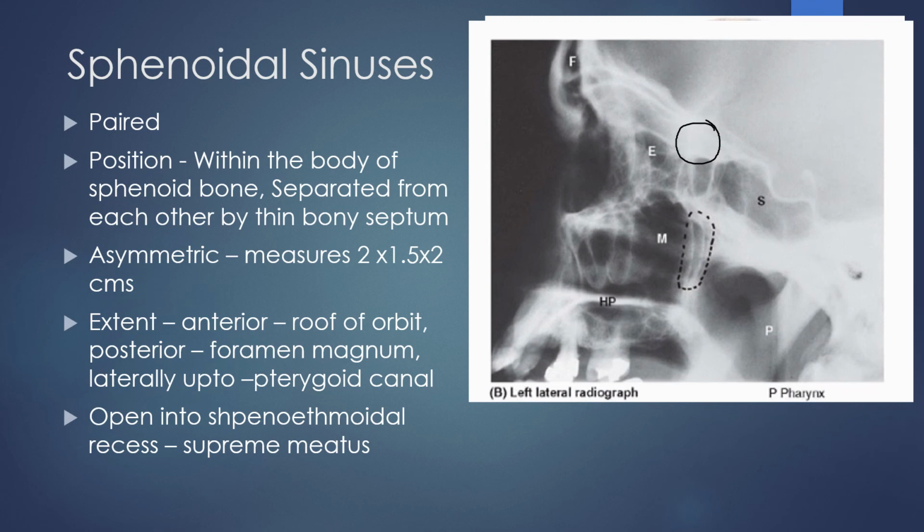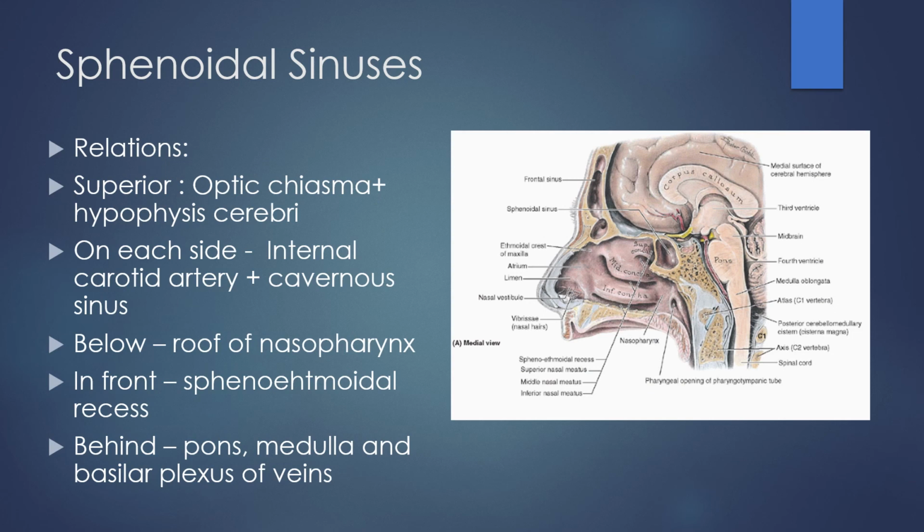So here this is the sphenoid sinus on X-ray. Relations: superiorly, the sinus is related to the optic chiasma and hypophysis cerebri. On each side, it is related to the cavernous sinus and internal carotid artery. Below is the roof of the nasopharynx.